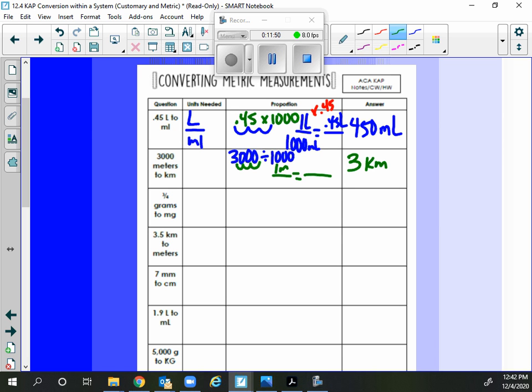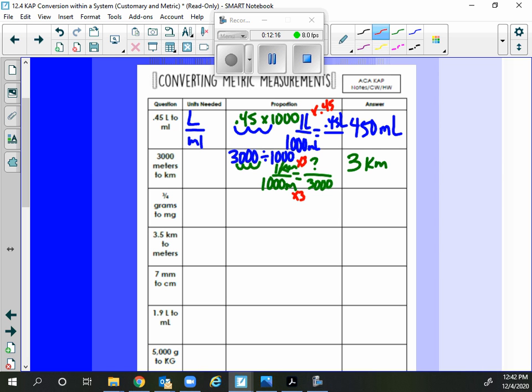The way we would set it up as proportions, in 1 kilometer, we have 1,000 meters. When we have 3,000 meters on the bottom, we would think, how many kilometers do we have? We would take our scale factor number times 3. 1 kilometer times 3 gives me 3 kilometers. Either way, it's going to work out the same.